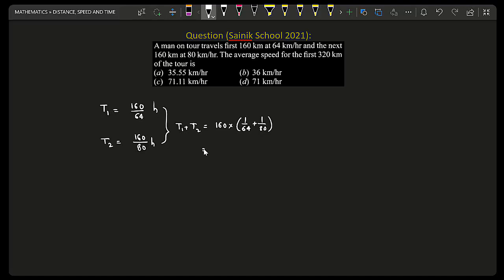64, 80. Can you help me in solving this LCM? 64, 80. Both are divisible by 4. Yes, sir. 4 eights are 32... 4 sixteens are 64, and 4 fives are 20. Again divisible by 4. 4, 4, 5.